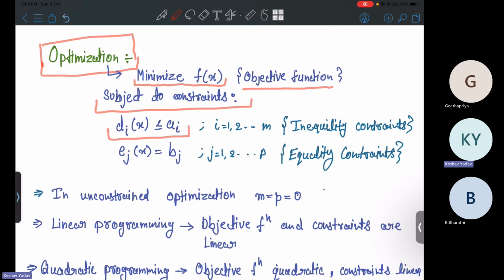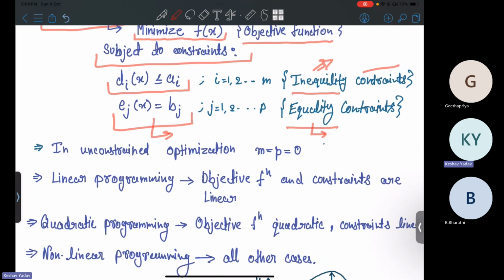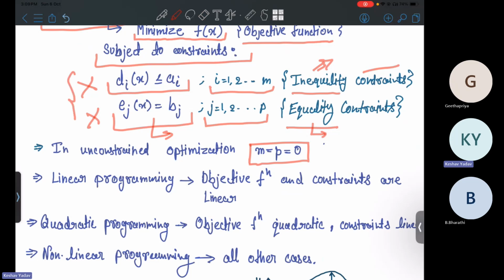These constraints can be of inequality type, or they can be of equality type. If they are inequalities, they are called inequality constraints. If they are equations, then they are called equality constraints. Here, M number of inequalities are there, and P number of equations are there. If M and P are equal to 0, it means there is no inequality and no equality constraint for the given minimization problem. That problem is called an unconstrained optimization problem.